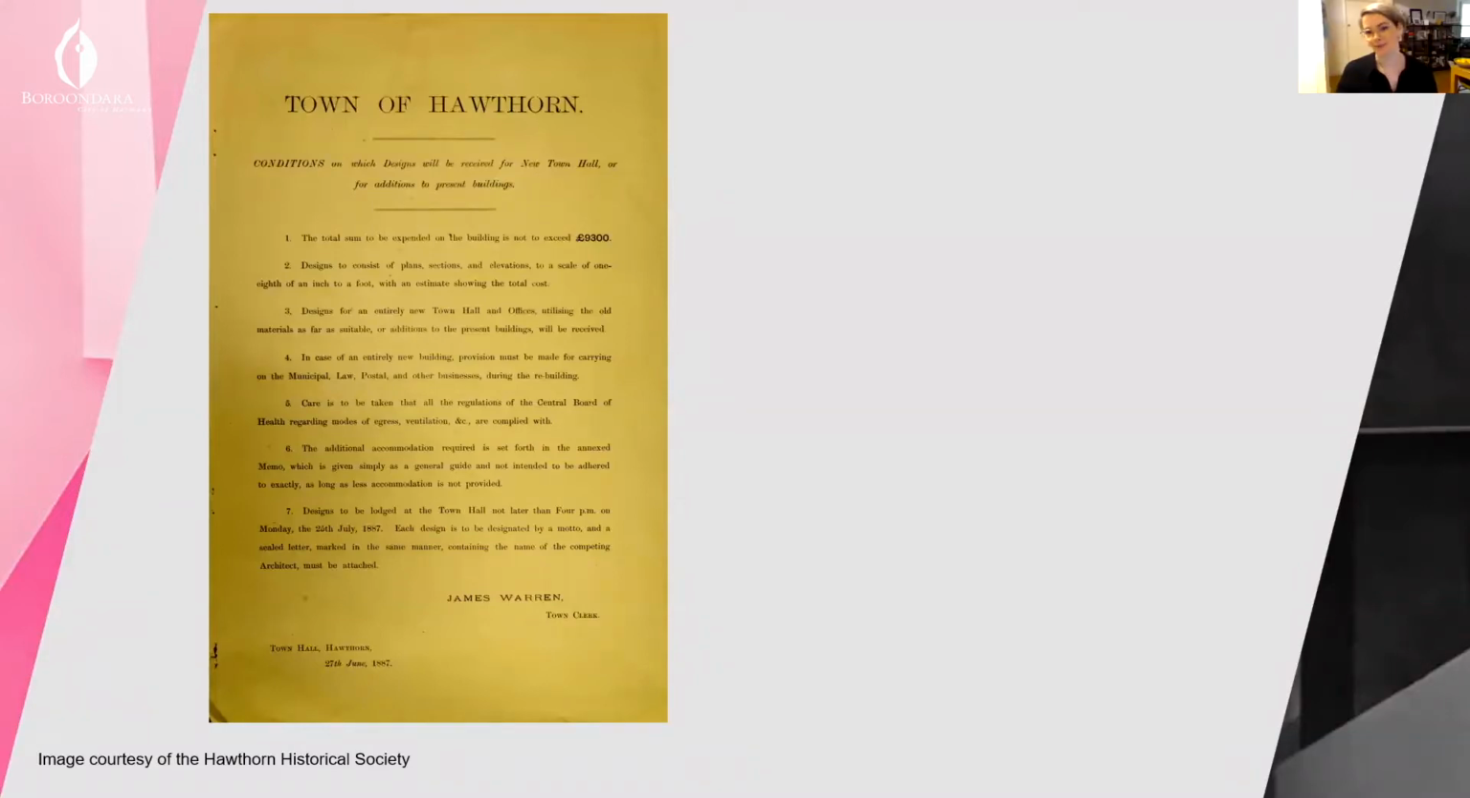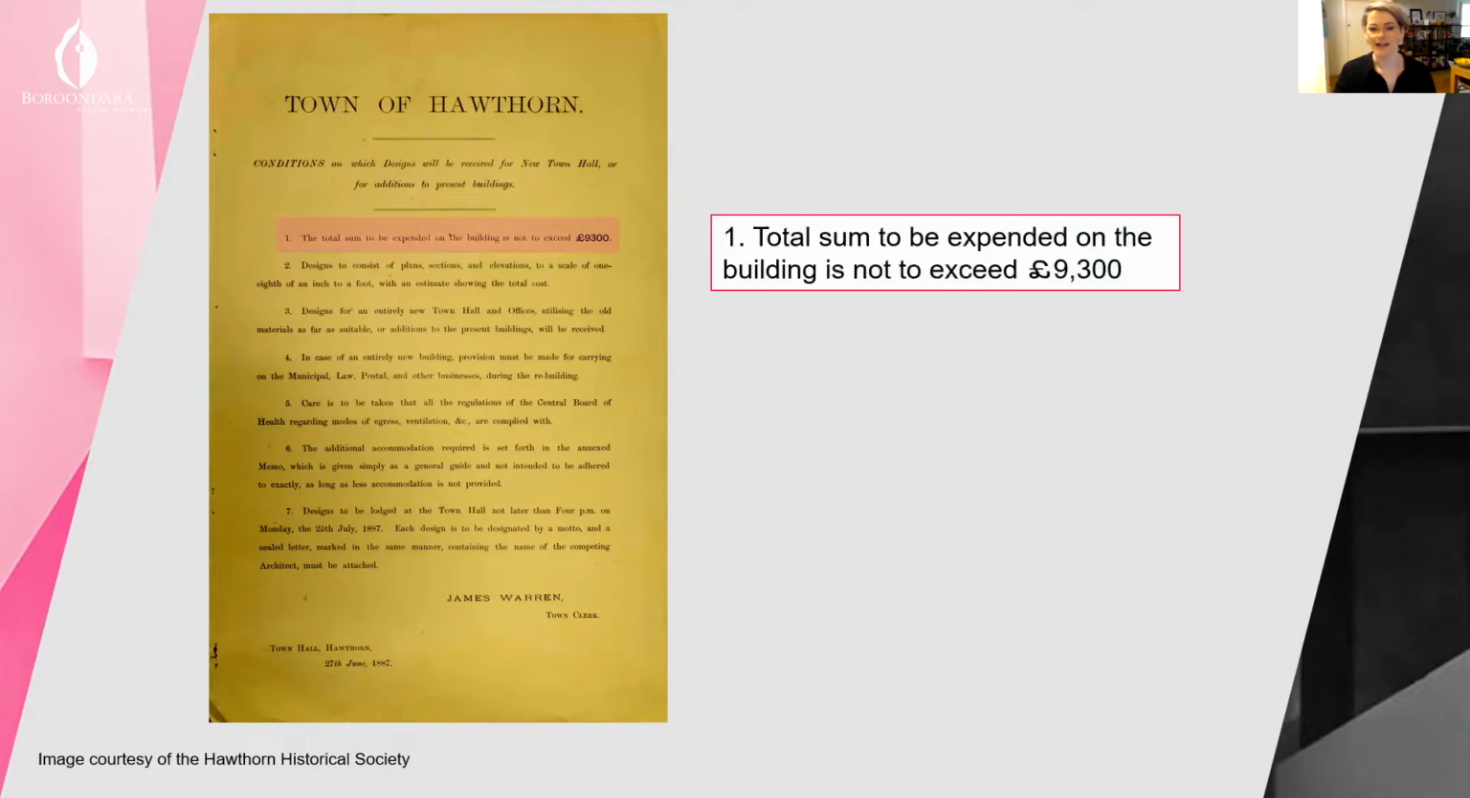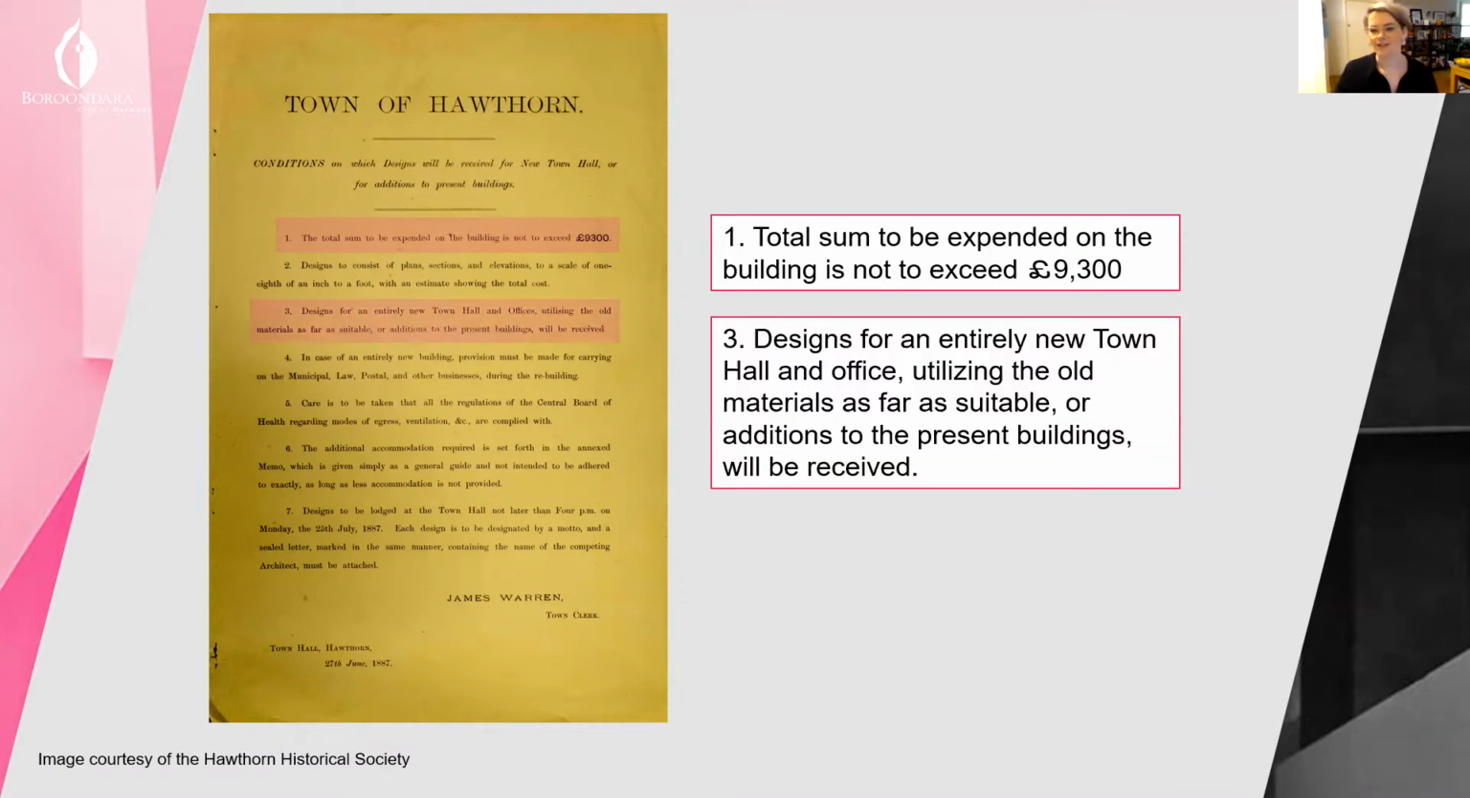So the Roads Board Council decided the best way was to have a competition. And this was what the brief looked like. It's very tiny writing, but some things I'd like to highlight is that the total sum to be expended on the building was not to exceed £9,300, but in the end it actually cost £16,000. And also the designs for an entirely new town hall and office were to utilise the old materials as far as suitable, or additions to the present buildings. So, like the bricks, for instance, were to be used, etc.